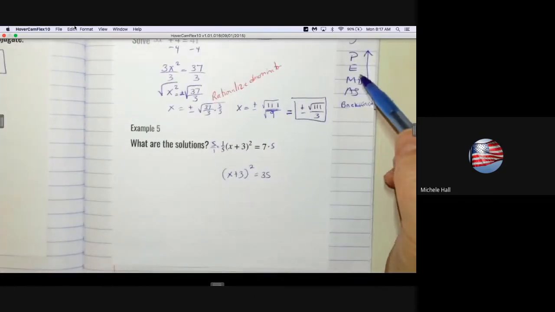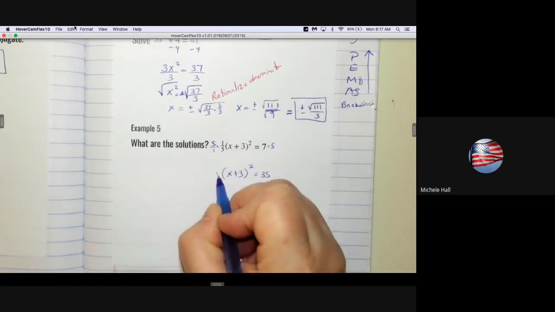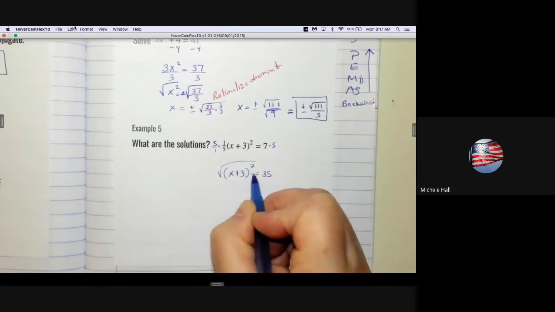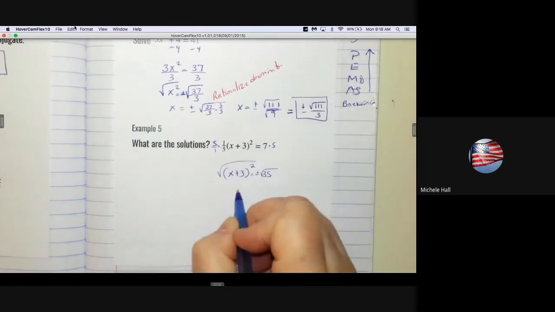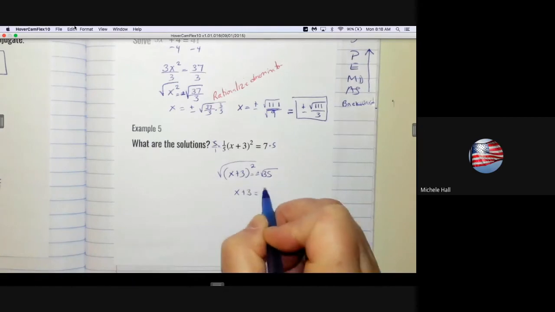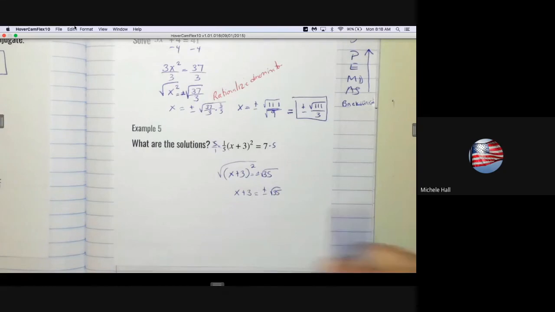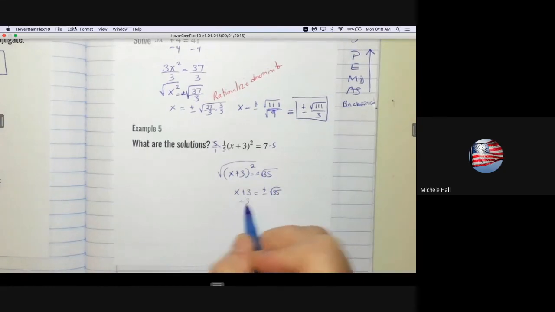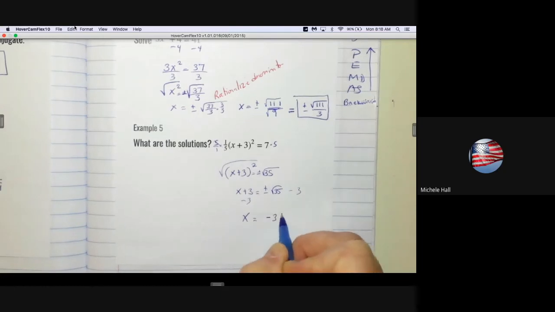Is there any exponents to be undone? Yes. So we have square rooting both sides. Get plus or minus the square root of 35. So x plus 3 equals plus or minus the square root of 35. The last thing I need to do is subtract 3. X equals negative 3 plus or minus the square root of 35.